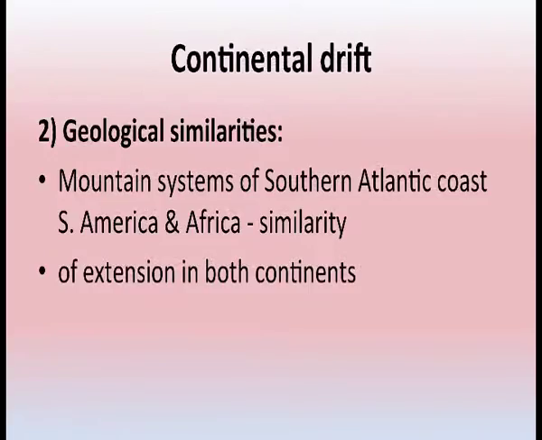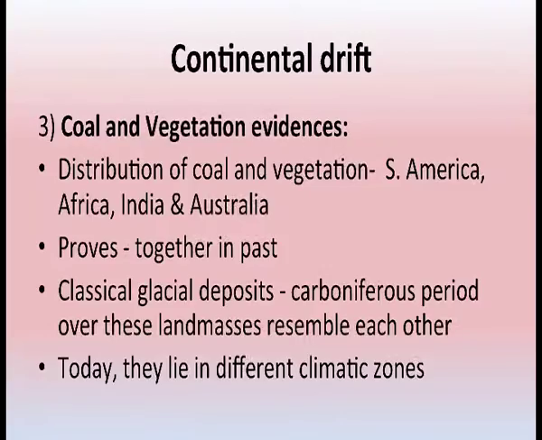Second one is geological similarities of land masses. So the mountain systems across the southern Atlantic Ocean, of South America and Africa, can be found similar. There are extensions in both the continents. Third one is coal and vegetation evidences. Distribution of coal and vegetation of South America, Africa, India and Australia can be found a little similar. It proves that they were together in the past.